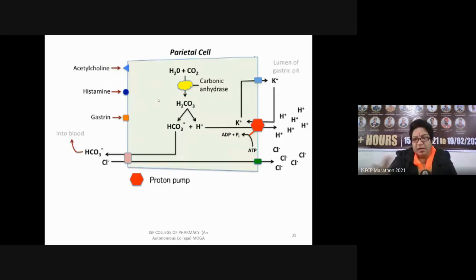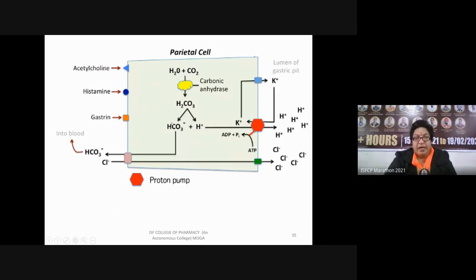This slide shows what is happening in the parietal cells. See, H2O plus carbon dioxide, with the help of carbonic anhydrase that I have already explained, leads to formation of H2CO3, known as carbonic acid. This carbonic acid gets converted into HCO3 minus, that is bicarbonate ion, and H plus ion.